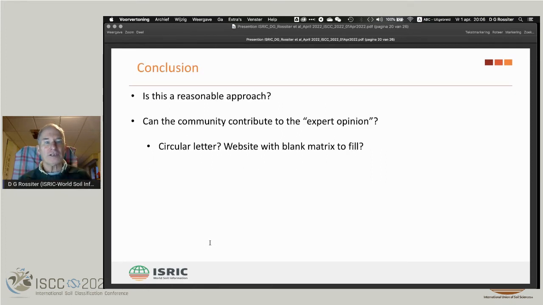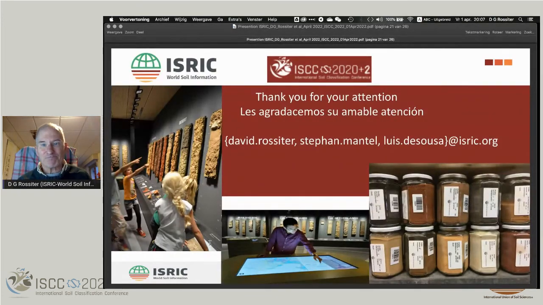So the conclusion here: is this a reasonable approach? Can the community contribute to the expert opinion? Should we have a circular letter? Should we send out a website? Maybe just in general, do you like this idea of giving partial credit for mapping errors that, from the user's point of view, are not so serious? Thank you.